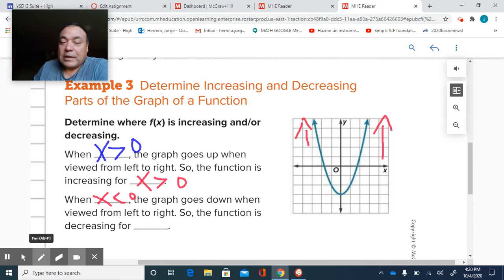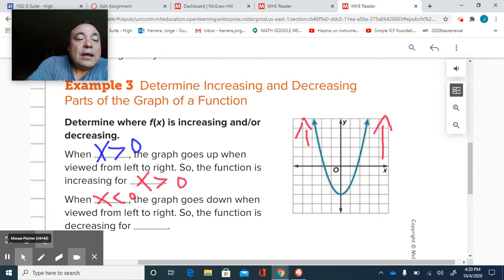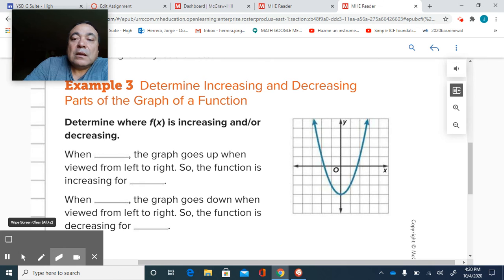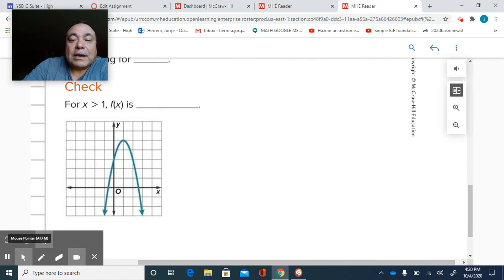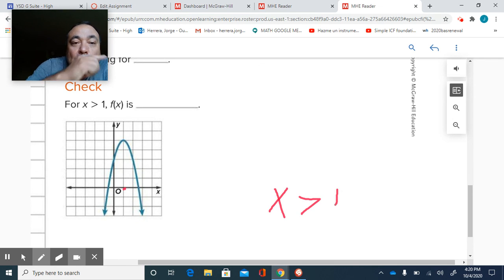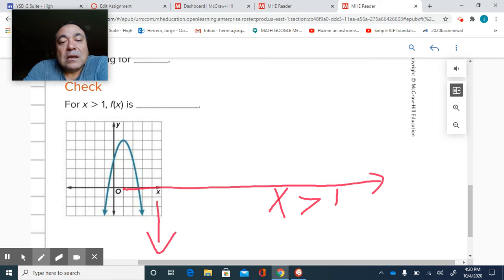Okay, now let's try a different one, a different graph. So let's see what this one looks like. Oh my gosh, and they only have one question. If x is greater than 1, you say, what? Yeah, but hold on. If x is greater than 1, so 1 is right there. Can you see it? That's x. If x is greater than 1, where does the graph go? Well, if the graph goes to infinity, where's the graph going? It's decreasing towards infinity. Can you see it?